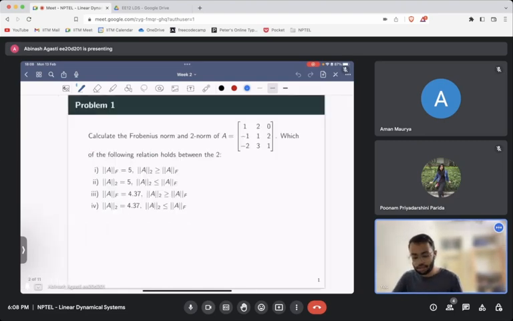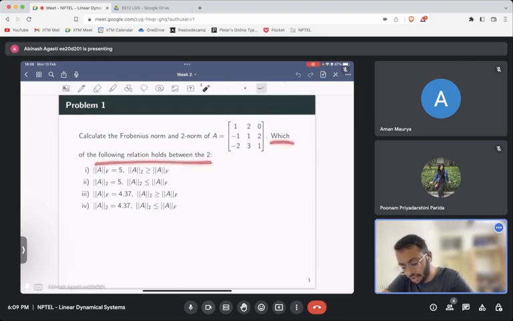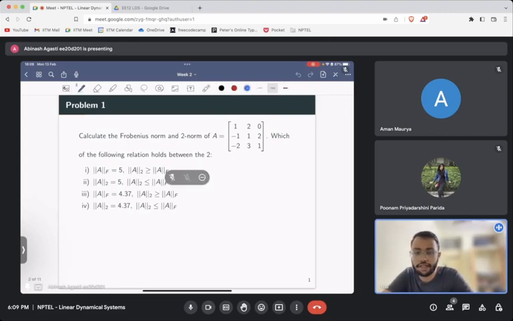Okay, so we'll start with a simple question. In this question, we have to calculate the Frobenius norm and two norm of A. A is a 3 cross 3 matrix given as in here. So we want to find out the relation between these two, the Frobenius norm and the two norm. Okay, so first let us define what the norms are.